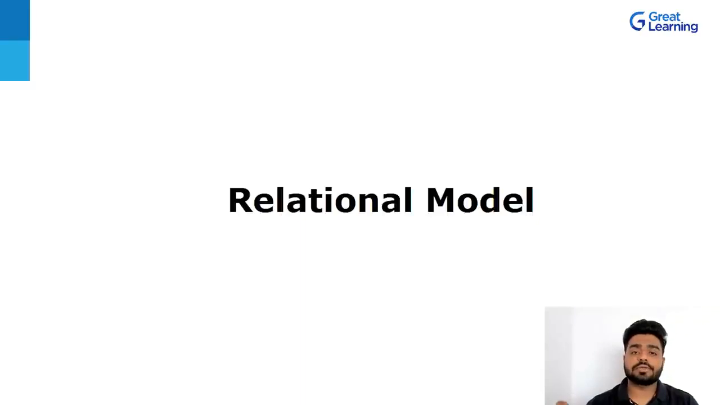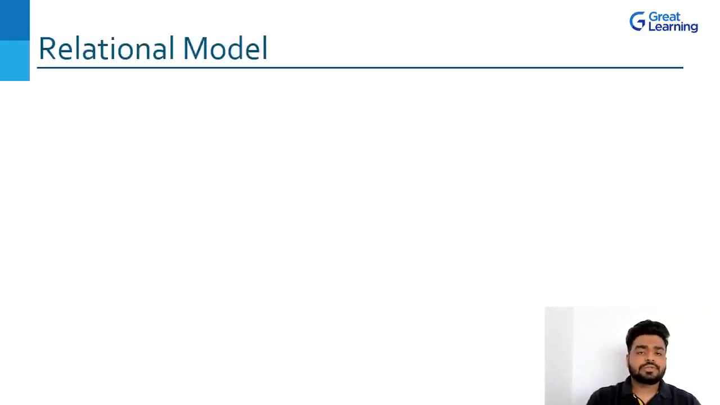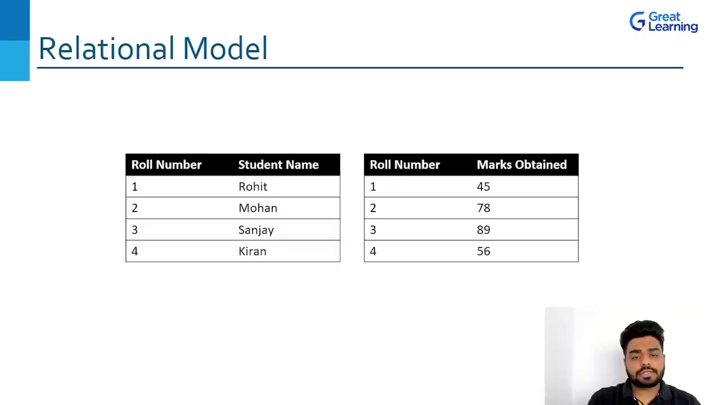Now before moving into the miscellaneous topics or the basic concepts around Oracle, we first have to understand the topic, which is the relational model. So let's understand what this particular topic is about. Let's consider that we have 2 tables. One table has roll number and student name, and let's say the table name here is student table, and this particular table is the marks table. So we have these 2 tables.